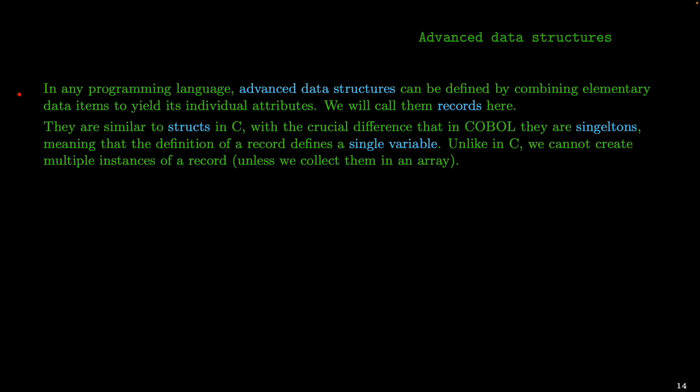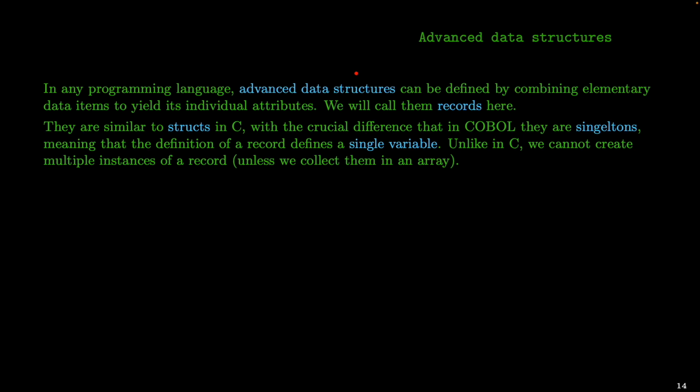That's it for elementary data items, and now we are going to talk about records, which are complex data structures composed out of several elementary data items. In practically any programming language, we can define advanced data structures or complex data structures by combining elementary data items to yield the individual attributes of the complex data structure.